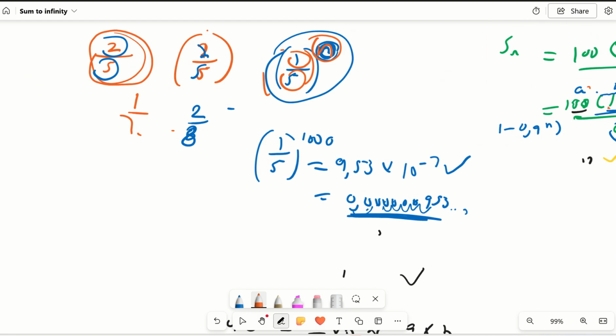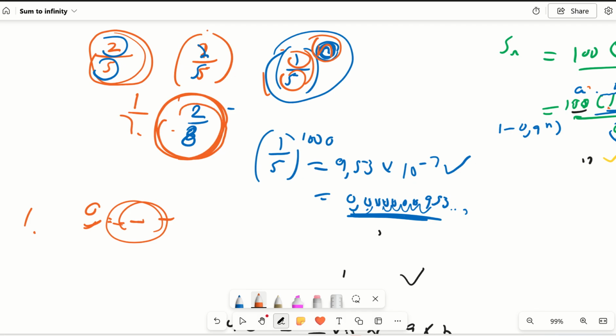Another way to put it is, if you have 0 comma something, not 1.2, but 0 comma anything, that's a proper fraction. Just know that if you put it to the power of infinity, a very high number, it's going to get to a point where it's 0, always.